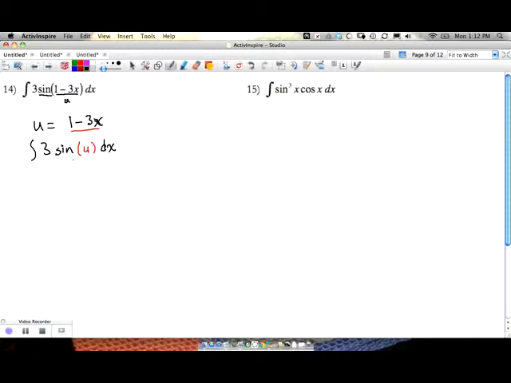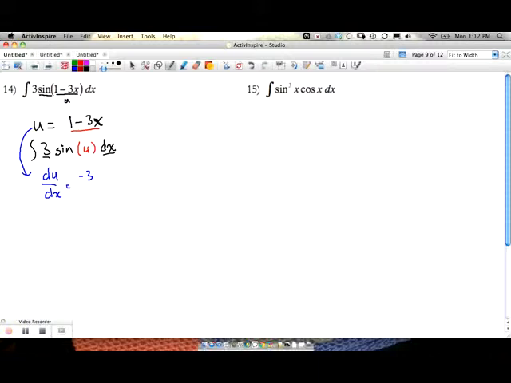So I don't really have to get rid of the sine, but I do need to figure out what to do with at least this dx. The 3 could stay there, but I need to figure out what that dx is. Let's see what we get when we take the derivative of the first equation. We'll have du dx equals -3.